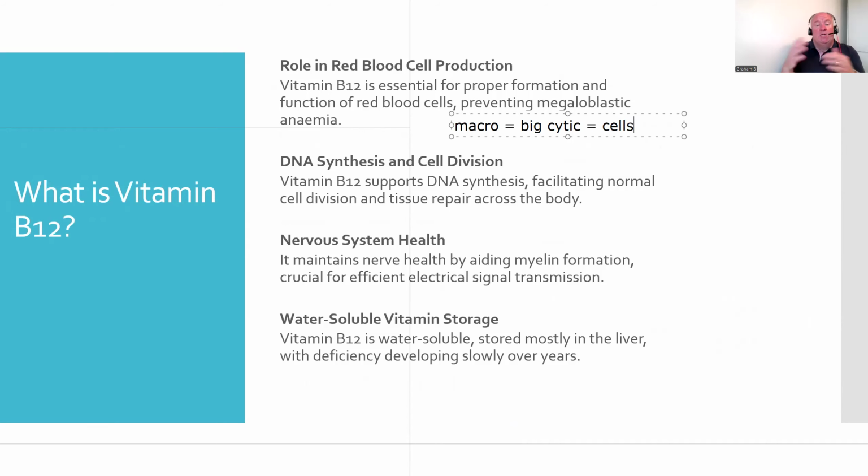So you end up with fewer red blood cells, but the ones you do have are bigger. They end up with low hemoglobin, so anemic, but they have a high mean cell volume. Again, we'll explore that a little bit later on.